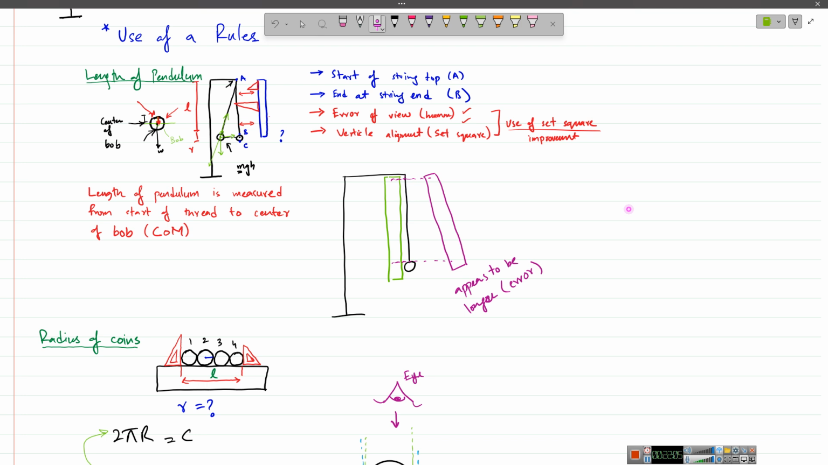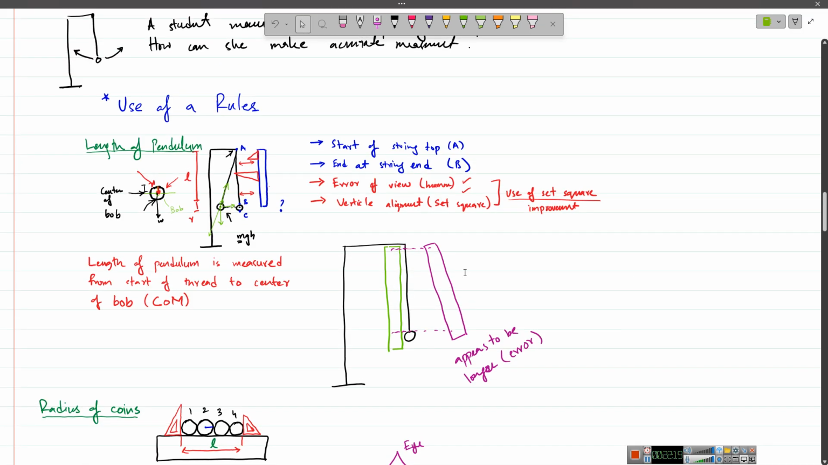So how can you be sure that the measurement you're taking is correct? So your ruler needs to be 100% parallel to the thread. Now, how will you ensure that this is parallel, 100% parallel? You need a set square to do that, right? And that's the key takeaway, that you need set square for vertical alignment.